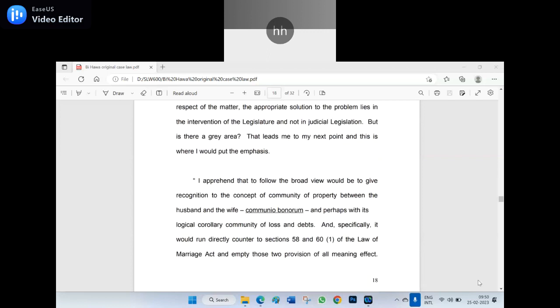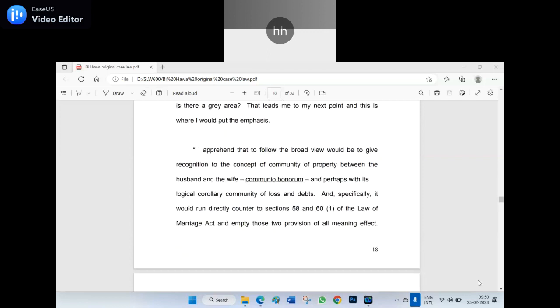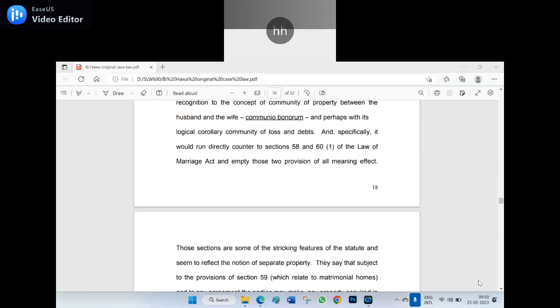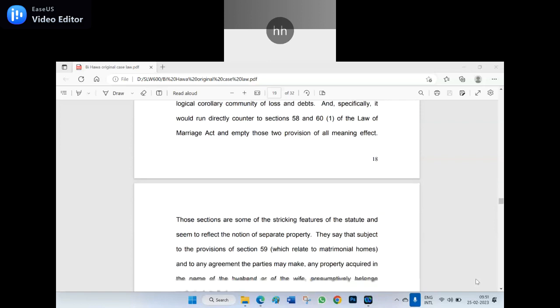So I apprehend that communio bonorum, between the husband and wife, and perhaps with its local corollary, community of debts, especially would not directly counter sections 58 and 60 of the Law of Marriage Act, emptying those two provisions of all meaning and effect. Of course, whether these sections are also available in your case law or not, you can read it and put it over there. If it is not relevant, you need not keep sections 58 and 60 of the Law of Marriage Act.